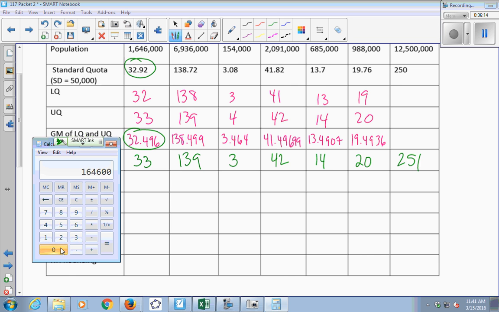This is the Huntington Hill method. Yeah, this is the method that is currently used. That is a great observation. Remind me when we're done to talk about that.